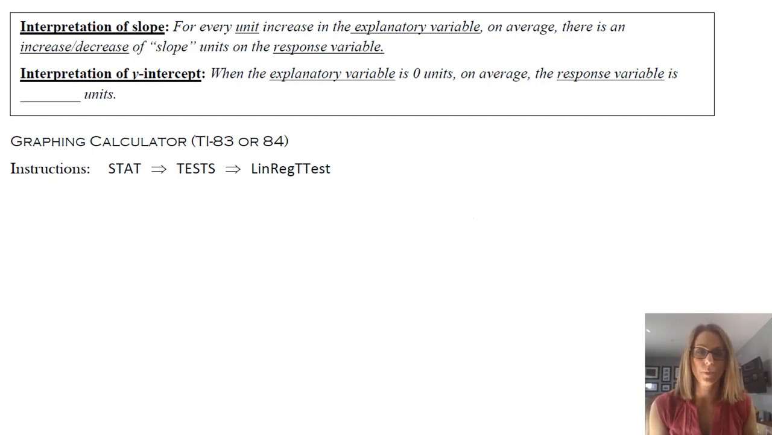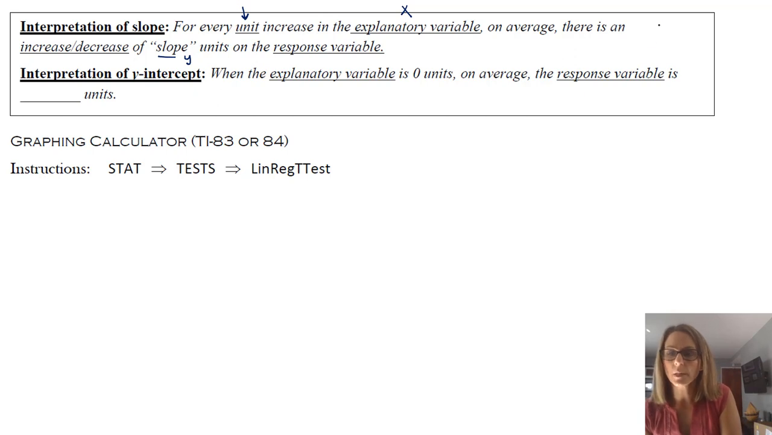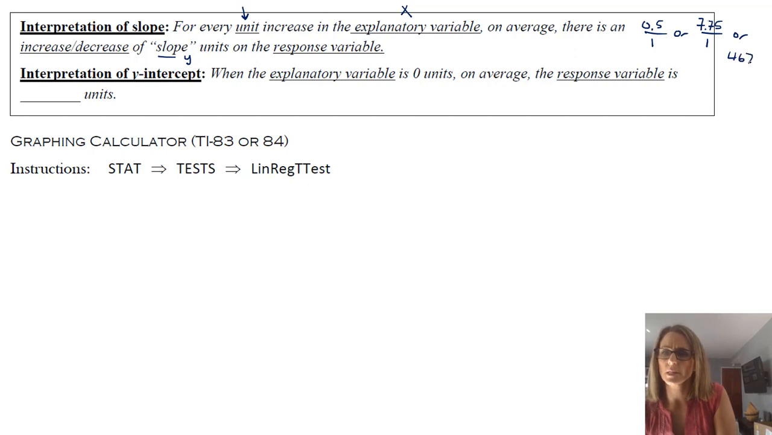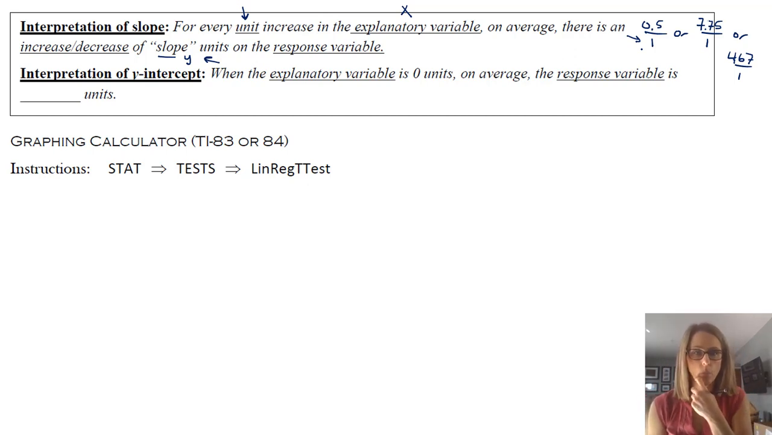So the interpretation of slope is what I just did, which is for every unit increase in the explanatory variable, which is x, on average, there is an increase of slope, which is just your y units, in the response variable. So you're typically going to see a slope like 0.5 over 1, or like we just saw 7.75 over 1, or you might even see something enormous like 467 over 1. But the idea is the top is always the y, and the x is always the 1, which is the unit increase, 1 unit increase. So that's how to think about that, and we'll look at more in a little bit.